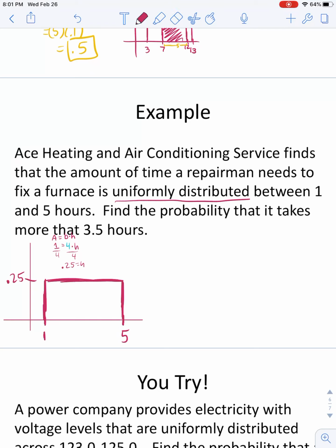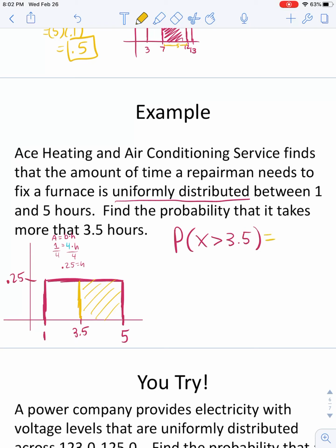Now, what's the question really asking? Find the probability that it takes more than 3.5 hours. So x is greater than 3.5. I'm going to find 3.5 on the number line. You don't have to be super accurate here. Just draw it somewhere in between 1 and 5. And I want more than that. So what I'm looking for here is the area of that rectangle.